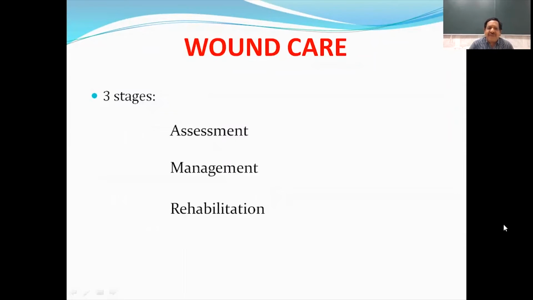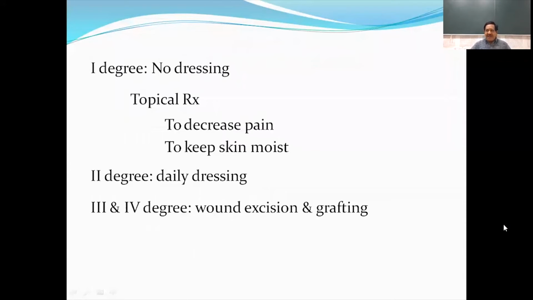In wound care, there are 3 stages: assessment, management, and rehabilitation. First degree, as we have seen, the skin epidermis is intact, and no dressing is required. We only give topical, that is local therapy, to decrease pain and keep the skin moist so that the burn heals, generally within 3 to 5 days. Second degree, daily dressing is required. We have seen superficial and deep, based on whether the papillary dermis or reticular dermis is involved.